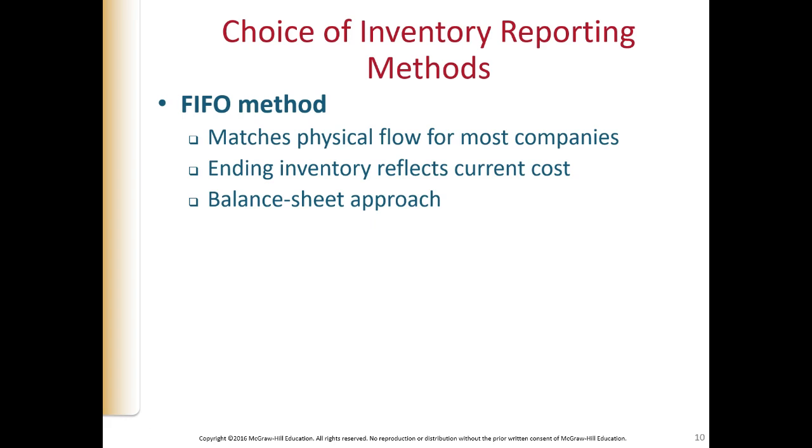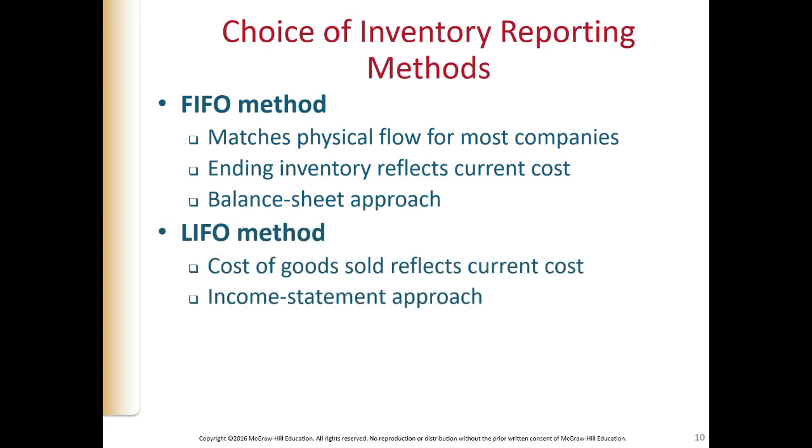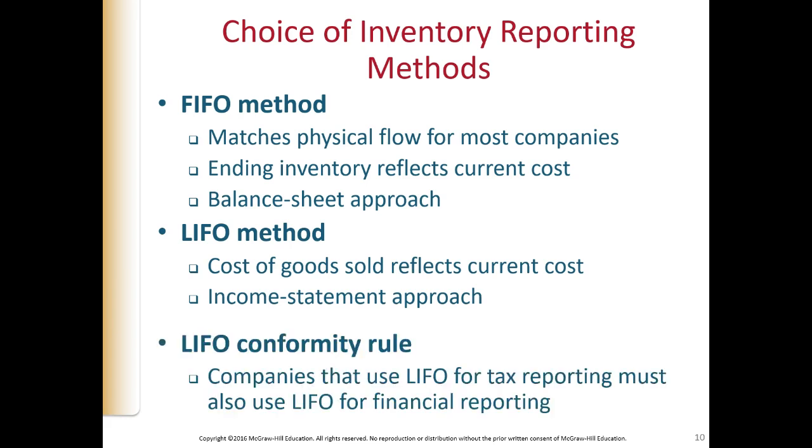Why would you choose FIFO? Because it matches the physical flow for most companies. Ending inventory reflects the most current cost. It's called the balance sheet approach. Why would you choose the LIFO method? Well, this has in cost of goods sold the most current cost. It's called the income statement approach.